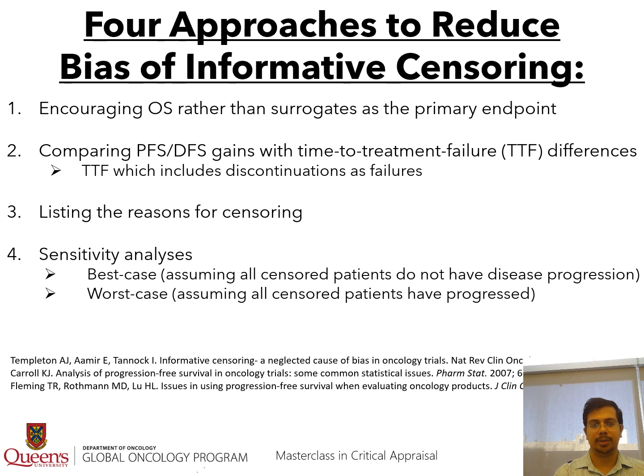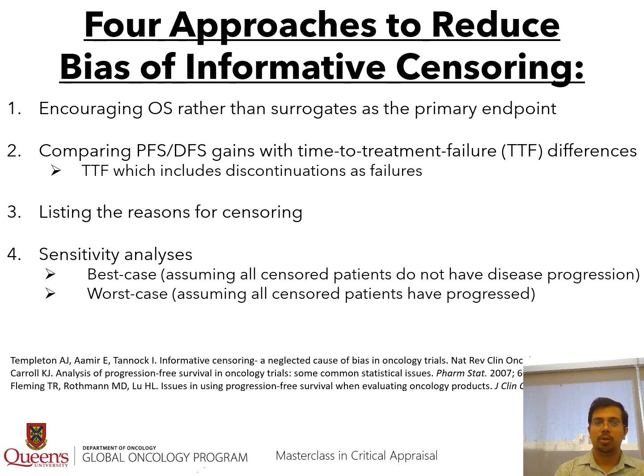Here I have provided some references if you want to study censoring in detail, but in summary, because of this unbalanced dropout between the arms, especially of patients who are having side effects or who are performing poorly, the drug might look to be better than it actually is in terms of progression-free survival. So there are some ways that have been suggested to address this. And one is to use overall survival rather than the PFS as the primary endpoint. That will take care of this issue of informative censoring.